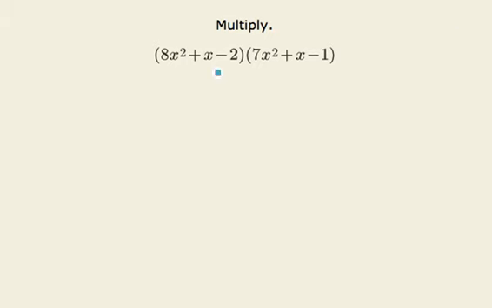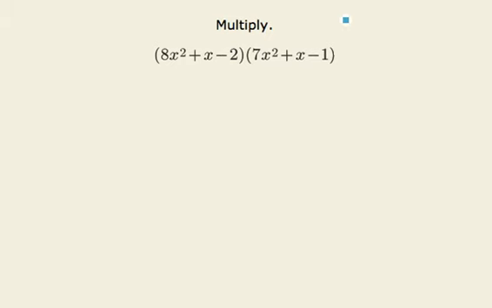In this problem, we want to multiply two trinomials. In order to multiply two polynomials of any kind, what we want to do is multiply each piece of the first bit by each piece of the second bit. And we multiply all those little bits together and add them all up.